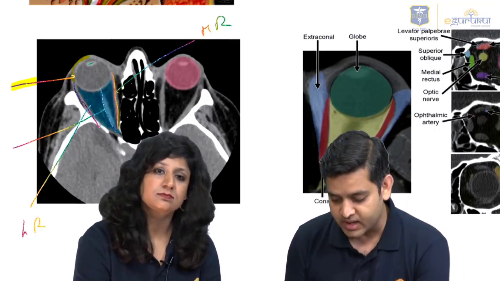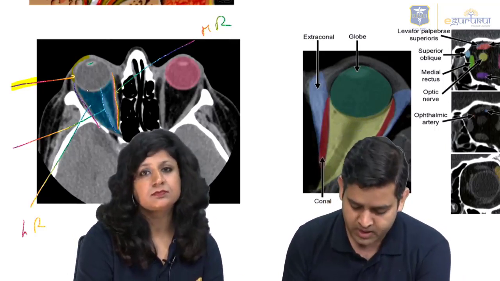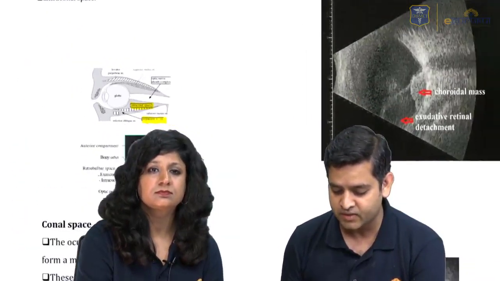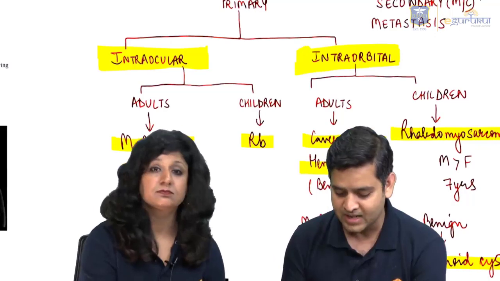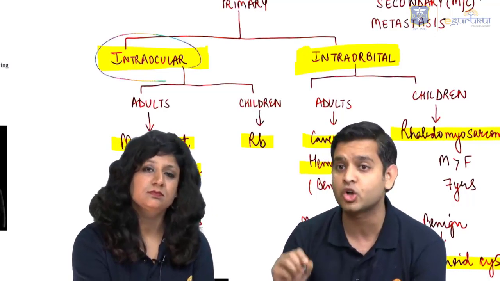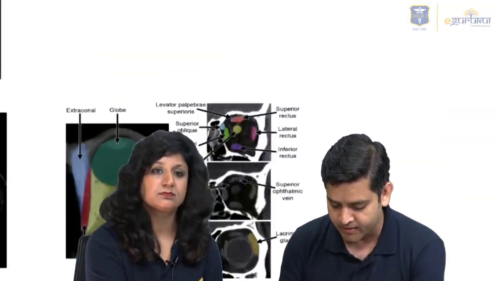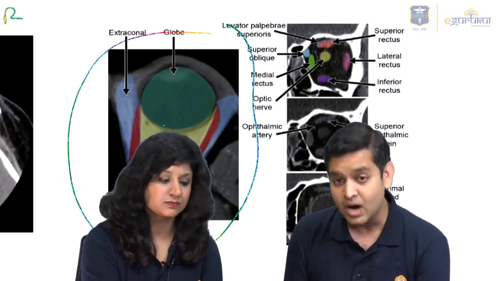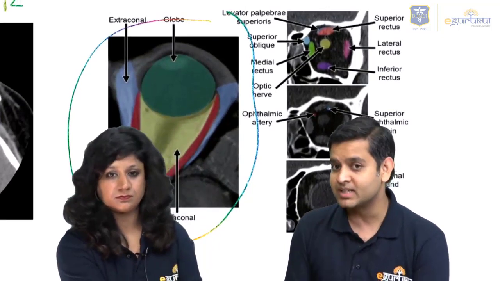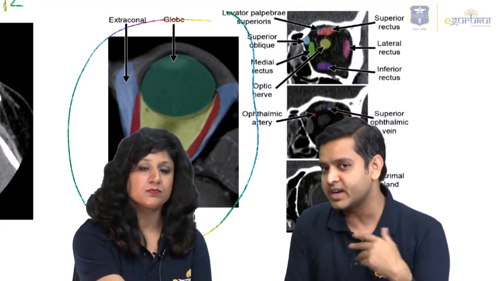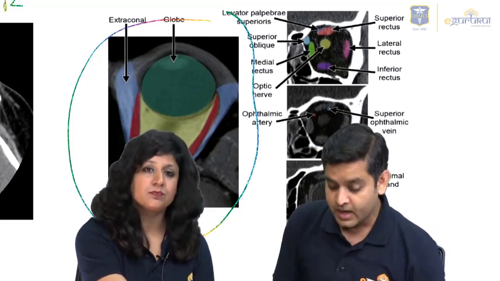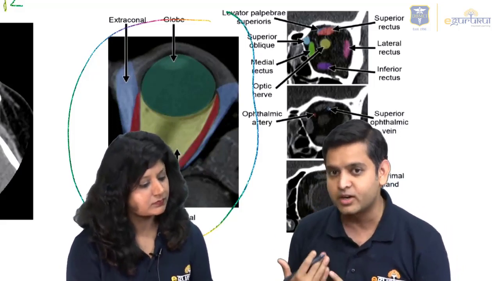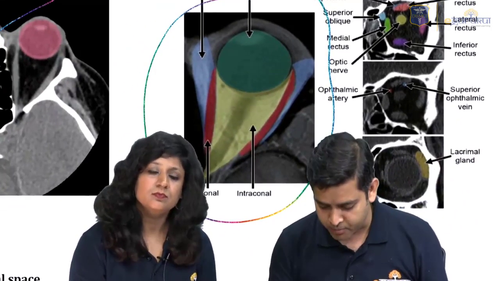Now as Dr. Niha rightly pointed out, if a tumor is originating within the globe, as we have just shown you, then that's an intraocular tumor. Whereas if the tumor is within the orbit but outside the globe, then we label it as an extraocular tumor, or you can say an intraorbital tumor, because it is within the orbit. Now in radiology, this intraorbital space is also divided into a lot of components. So what are these components?